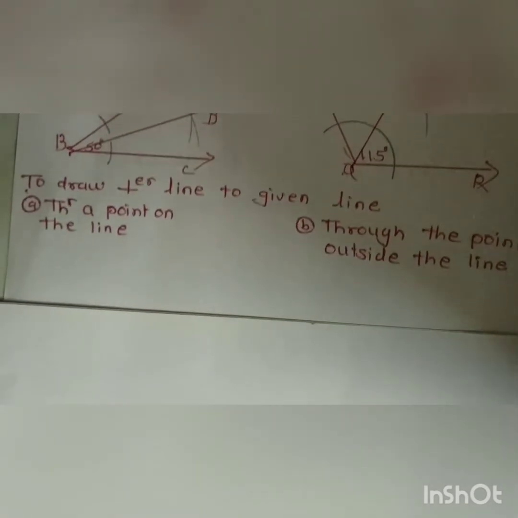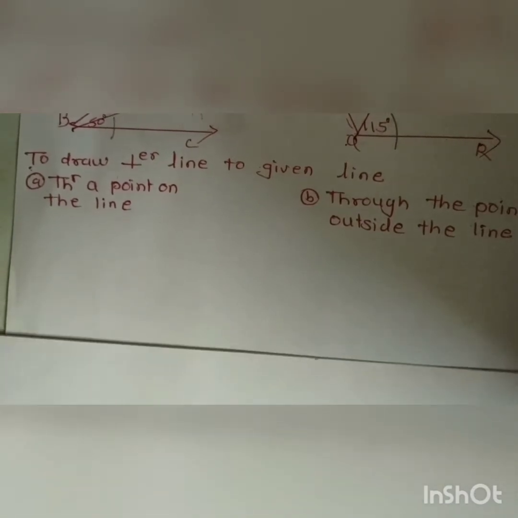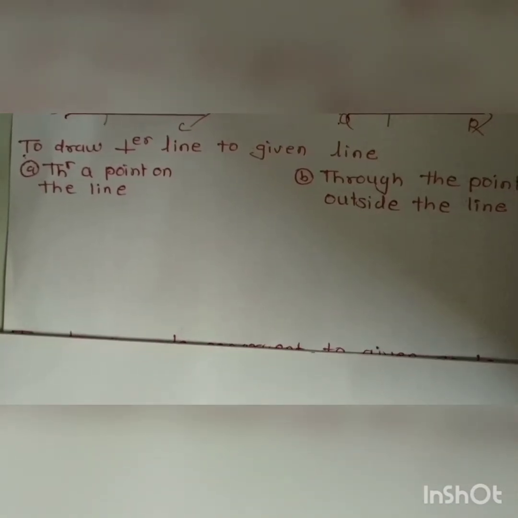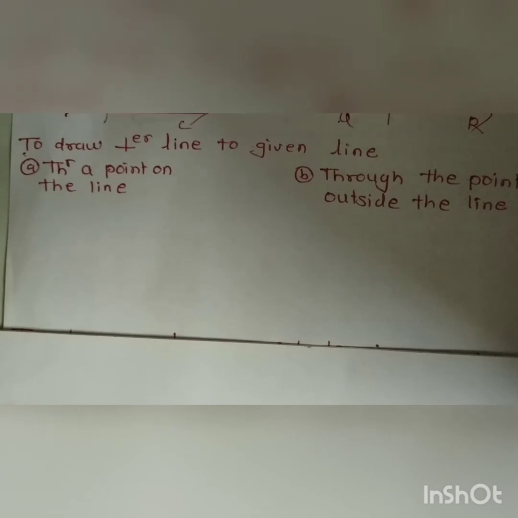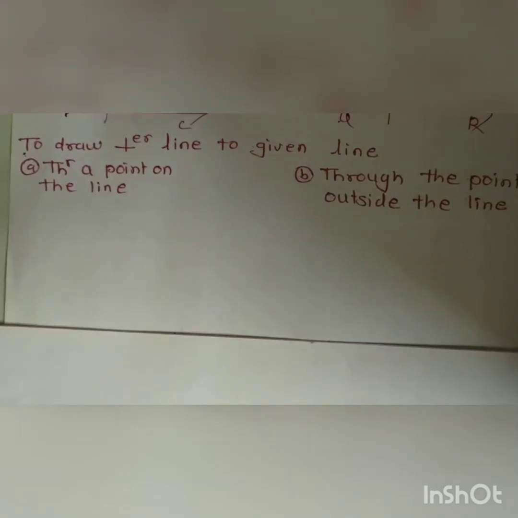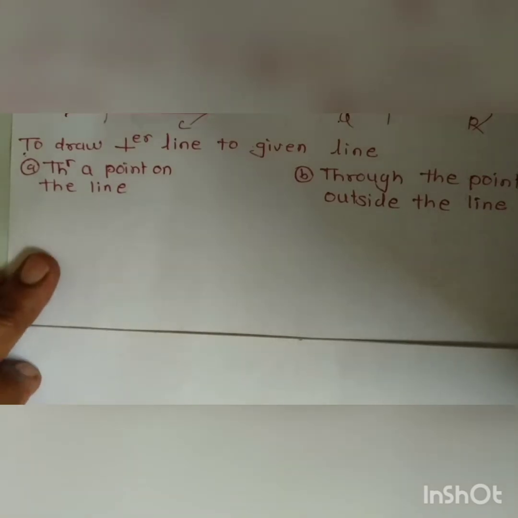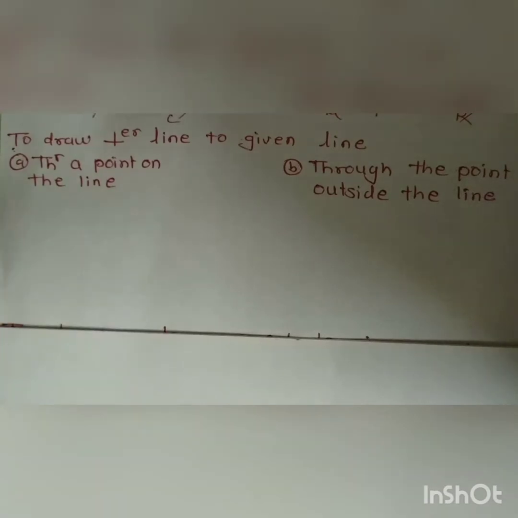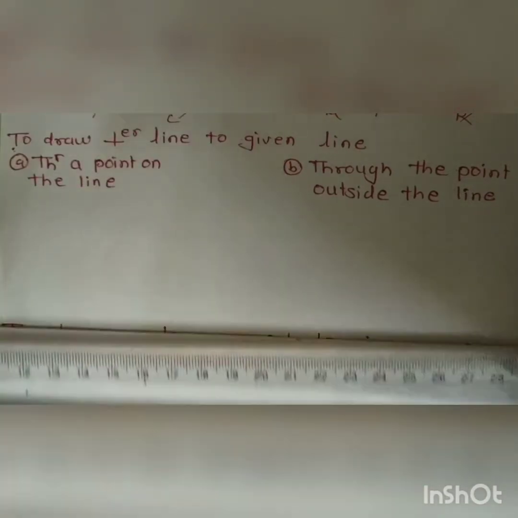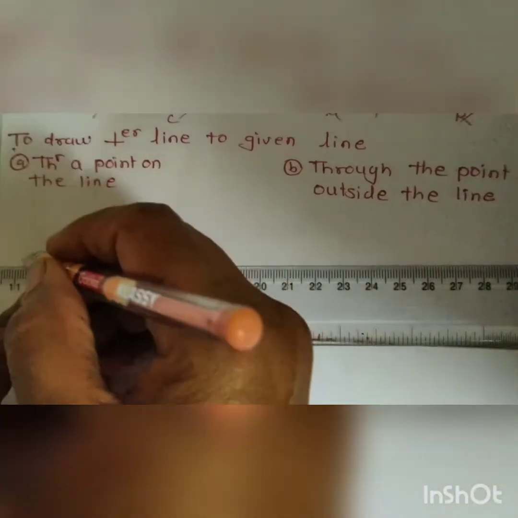Now the third construction is to draw a perpendicular line to a given line. Means one line is given and we have to draw a perpendicular line to that line. There are 2 concepts for construction of a perpendicular line: first, through a point on the given line, and second, through a point outside the line. Now see, suppose this is line L.